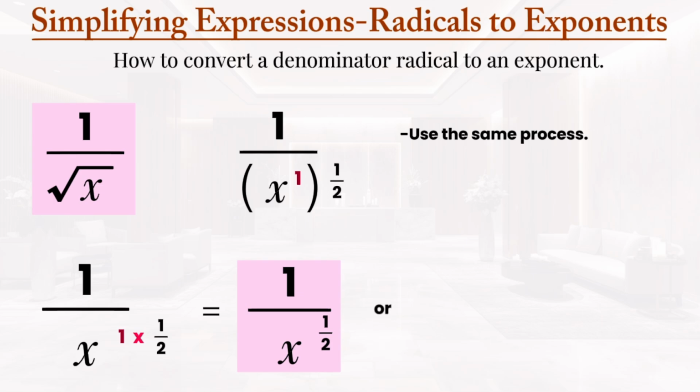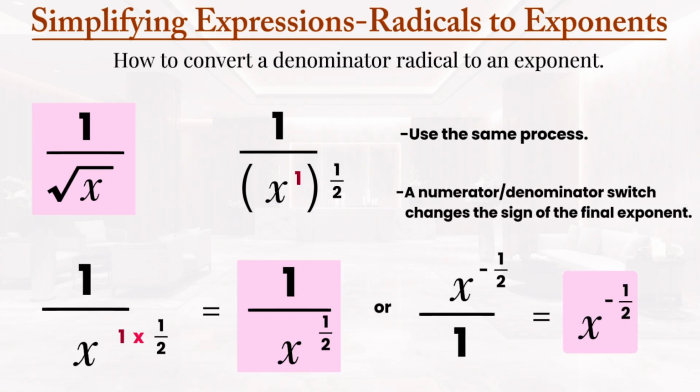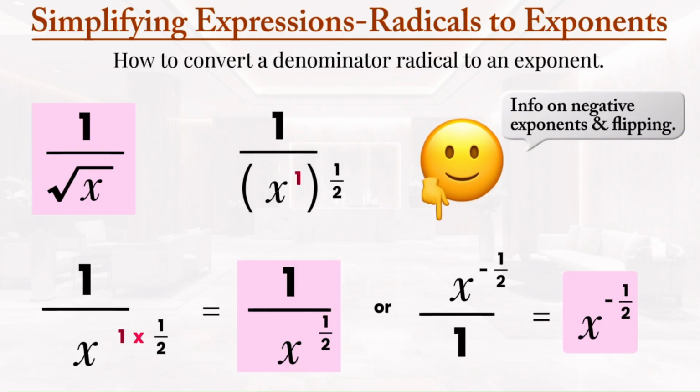Guess what you also have the option to do? You can flip the numerator and denominator to get x to the power of negative 1 over 2. When it comes to exponents, they can be converted into a negative or positive if the numerator and denominator are switched. For more detail on understanding negative exponents, a link will be posted below.